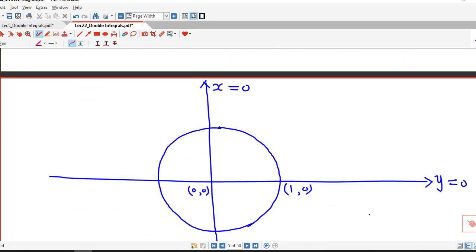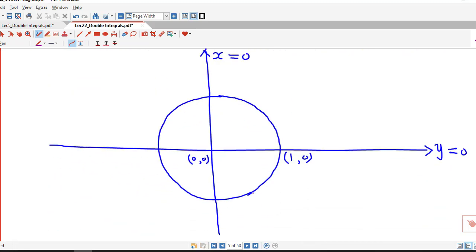So x equal to 1 intersects the circle at point (1, 0). We have sketched the circle here, x square plus y square equal to 1, this circle with center origin and radius 1, and we have to consider the line x equal to 1, which is a line parallel to the y axis. So this is the line x equal to 1, it is intersecting the circle at point (1, 0), and this is y equal to 0, that is the x axis.